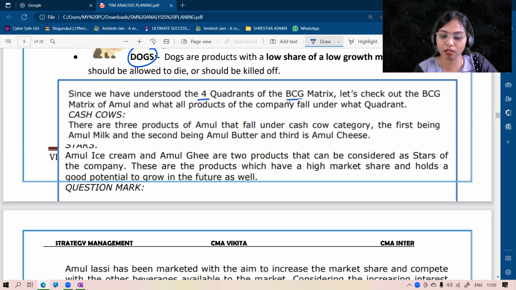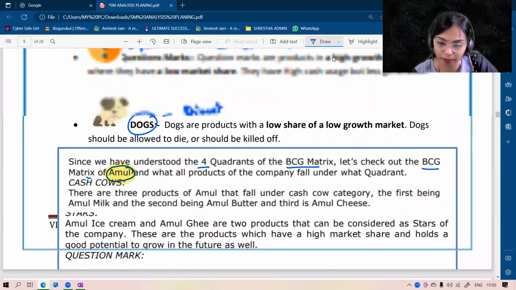There are four quadrants of the BCG matrix. Let us know about the BCG matrix of Amul. I said Amul, the taste of India. So what are the products? If you see, these are the products. The products are like Amul cheese. Then you have ice cream. You people know what the products are. Let me write here.